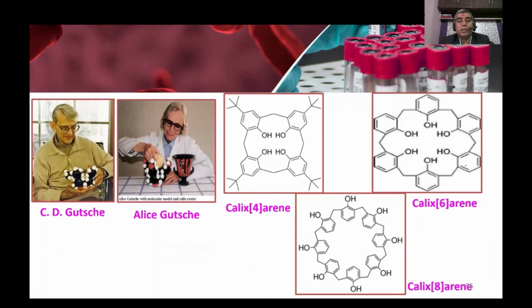In these slides, we can see calix[4]arene, calix[6]arene, and calix[8]arene, the derivatives of various calixarenes, and the scientist C.D. Gutsche and his wife Alice Gutsche with the molecular model of calixarene, which is shown here. It is like a vase structure.